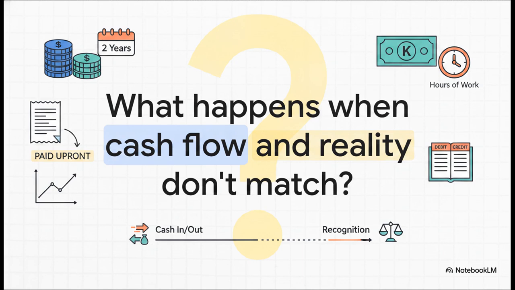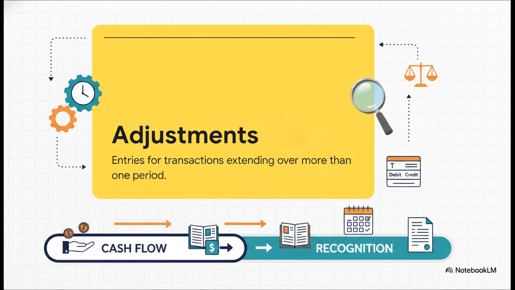Now, imagine this. You pay for 2 whole years of business insurance upfront today. Or let's flip it around. A freelance client pays you thousands of dollars before you've even done a single hour of work. How do you record that accurately right now? The cash has definitely moved, but the actual economic reality of the business, yeah, it hasn't quite caught up yet. And that right there is the exact timing problem we fix with the adjusting process.